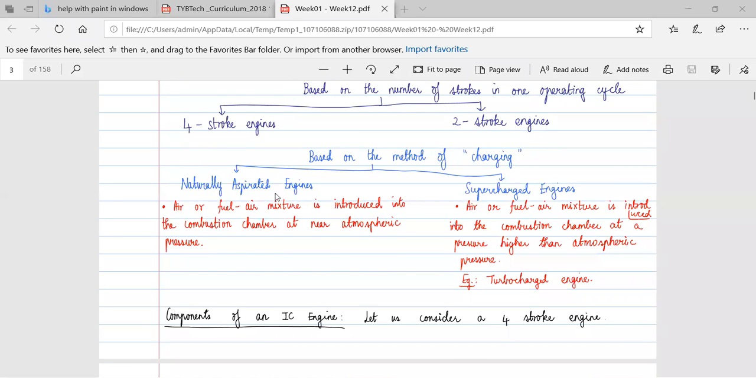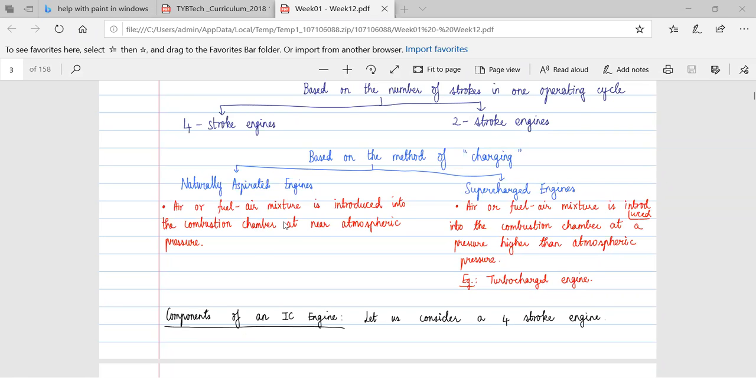Naturally aspirated engines and supercharged engines. In naturally aspirated engines, normal air is taken inside the combustion chamber, and then the mixture is burned. Whereas in a supercharged engine, compressed air is taken inside and then burned with the fuel. Now the power generated in a supercharged engine is obviously more compared to naturally aspirated engines.